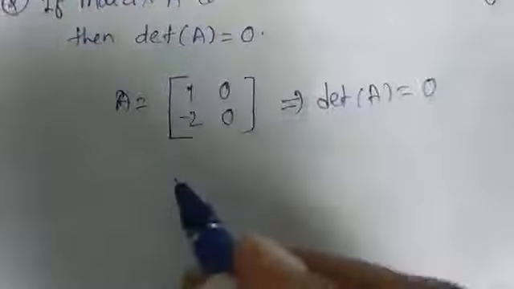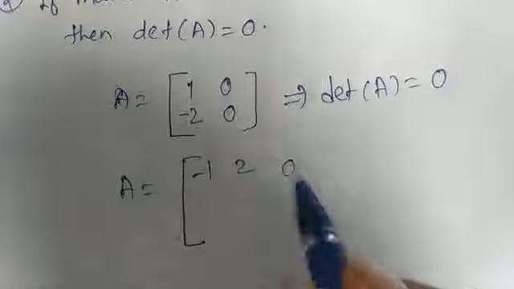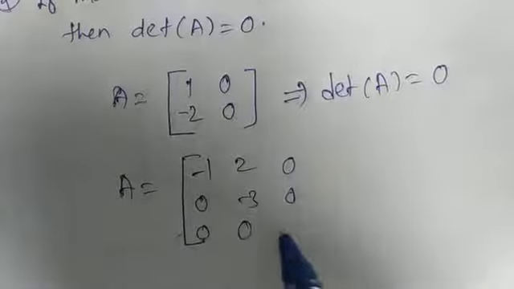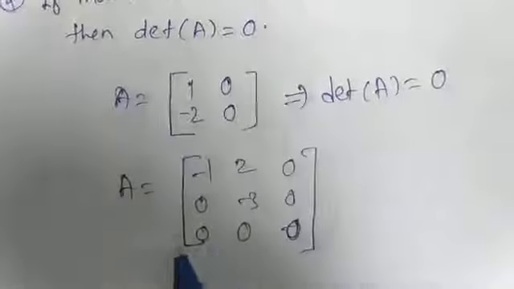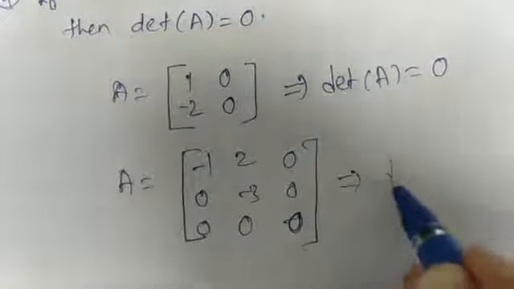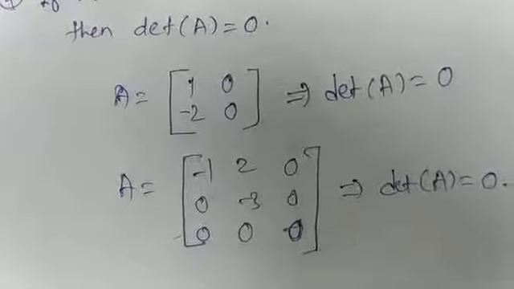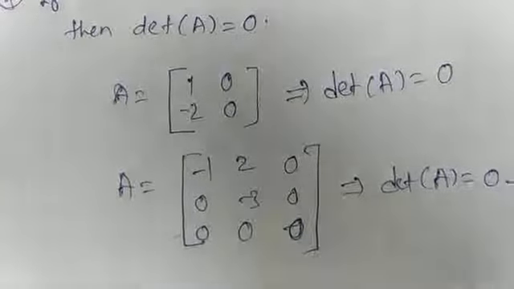Or you can consider a 3 by 3 matrix as [1, -1, 2; 0, 0, -3; 0, 0, 0]. Okay, here the last row and a column have all entries 0, so we directly write determinant of A is equal to 0. We do not need any calculation here. You can directly write the determinant of that type of matrix as 0.